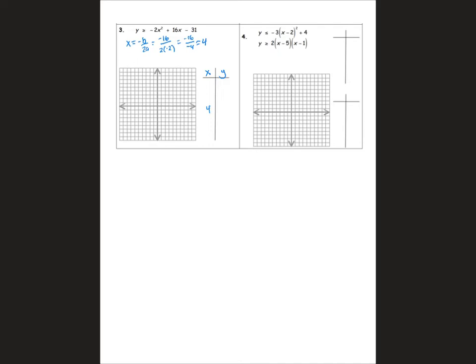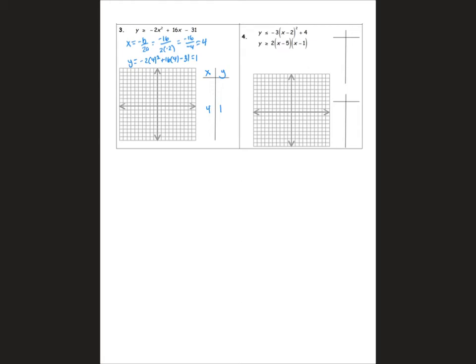So let's plug in 4 for x to find the corresponding y value. So we got negative 2 times 4 squared, so 4 squared is 16 times negative 2 is negative 32. 16 times 4 is 64. 64 and negative 32 is 32, 32 minus 31 is 1. So 4, 1 is my vertex. So let's go ahead and plot that.